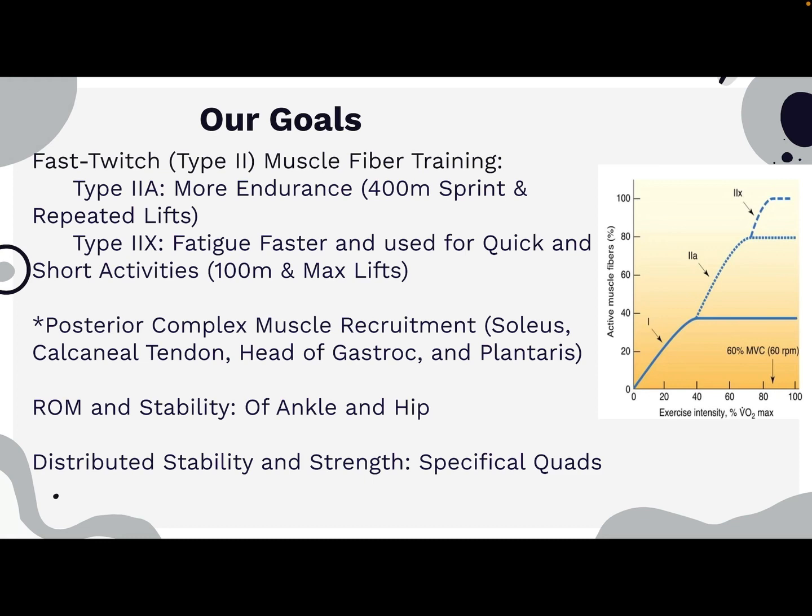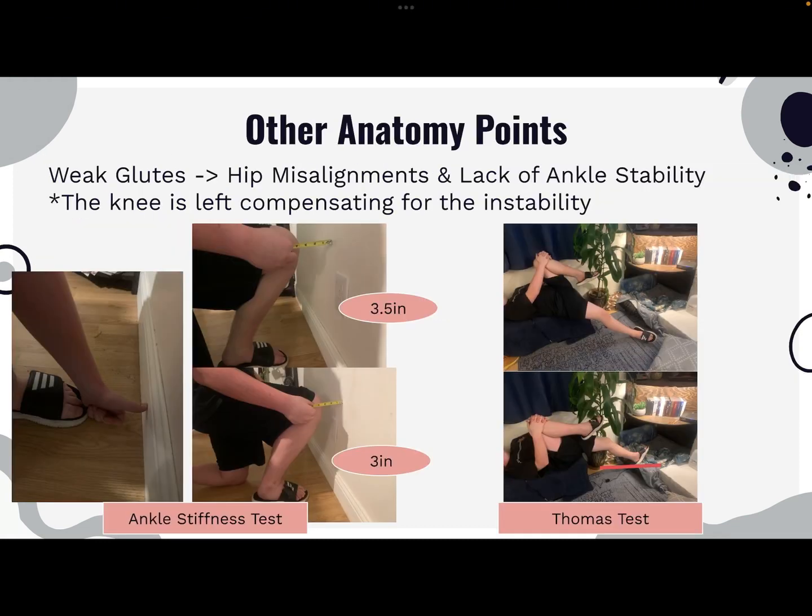As well, we will focus on his posterior complex muscle recruitment, which involves the soleus, calcaneal tendon, the head of the gastrocnemius, and the plantaris. And then we will also work with ROM and stability, specifically of the hip and the ankle, as well as distributed stability and strength amongst his whole leg, specifically strength in the quads though.